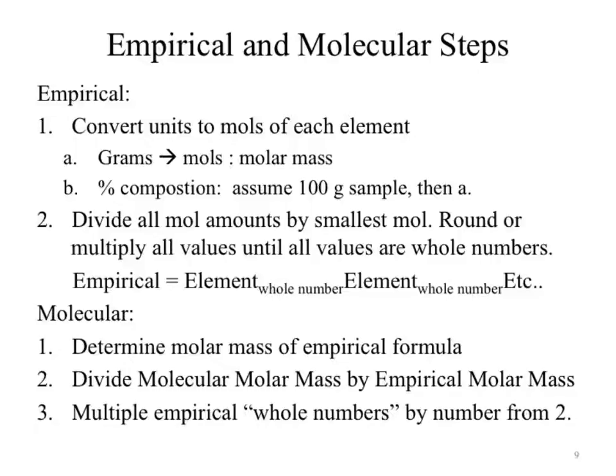So if I divide those two values, what will I end up with? A whole number integer. I can multiply everything in the empirical formula by that whole number, and I can scale up. So when it says multiply by the number from step 2, that's what step 2 is saying.